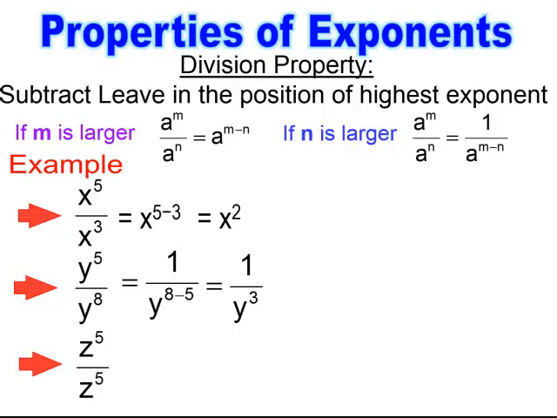Now when you have the same thing over the same thing, this is that property of 1. So again, if I subtract the exponents here, I'm going to end up getting a 0 power, and anything raised to the 0 power equals 1. And also the division property for fractions is when you have the same thing over the same thing, it equals 1. So this is where the 0 property comes into play. When you have something raised to the 0 power, it equals 1. When you divide the same thing over the same thing, you get 1.